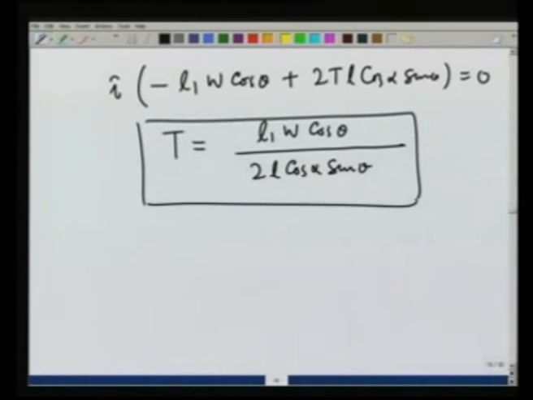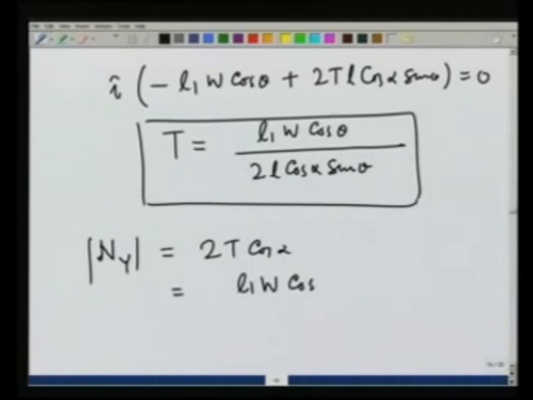Once T is calculated, you can calculate Ny, which is equal to 2T cosine of alpha in magnitude, which will come out to be L1 W cosine theta over L sine of theta, and that is your answer.